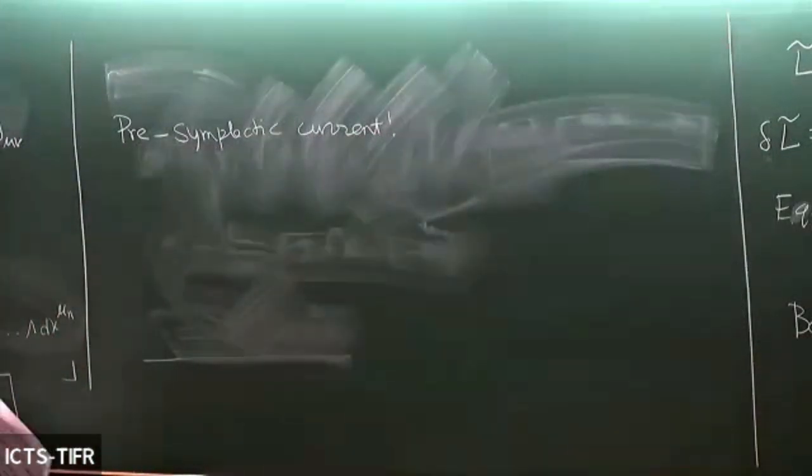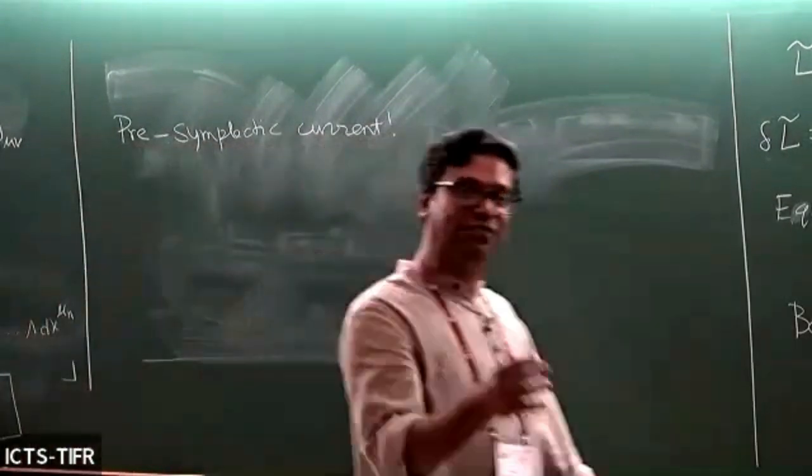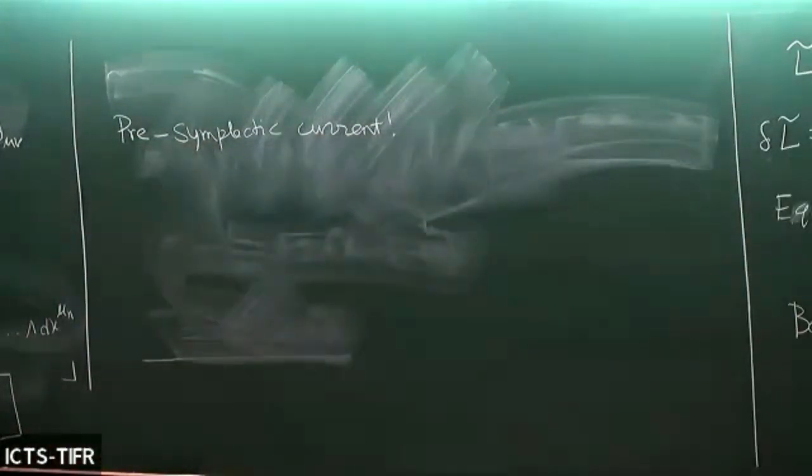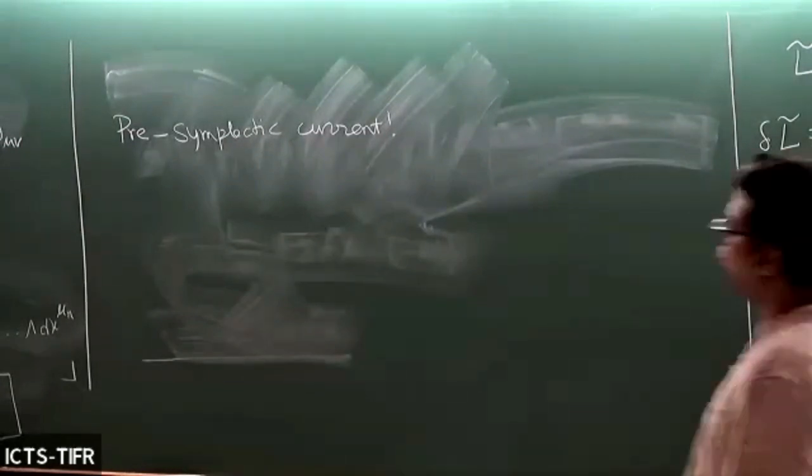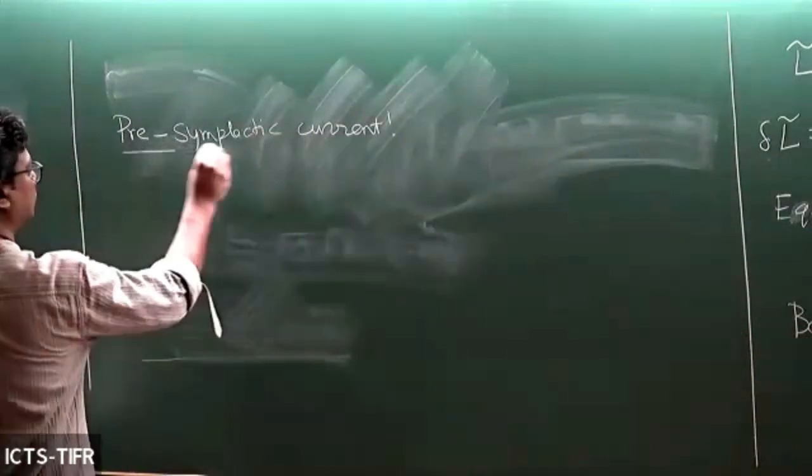So the definition is that in the space of variation, I can consider different directions of variation. So let me consider two variations, first delta 1 and delta 2. So consider two variations.